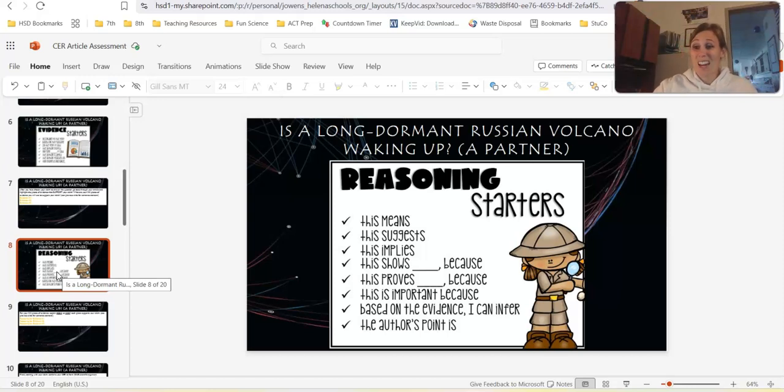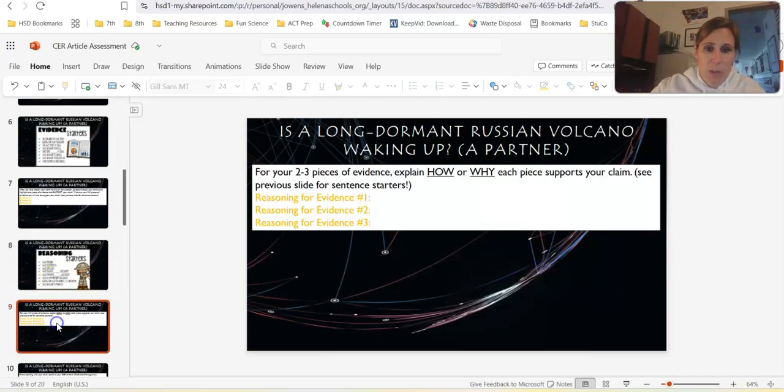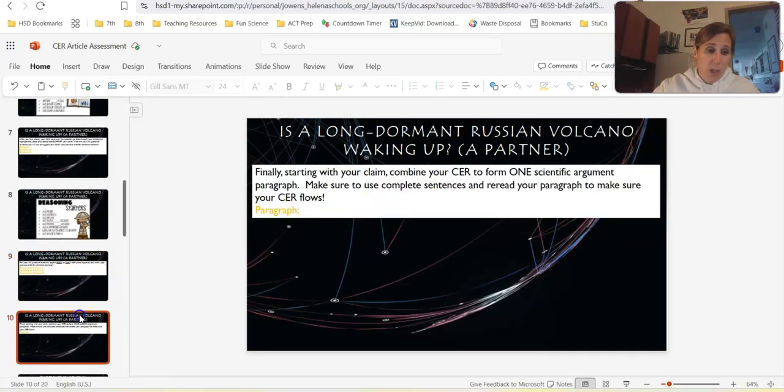So again, this is the how or the why. So you are tying in the how or why of your evidence back to your claim. Okay, so if you had 2 pieces of evidence, you will do 2 pieces of reasoning. If you had 3 pieces of evidence, do 3 pieces of reasoning. Again, these should all be in complete sentences and have good sentence starters for transitions because eventually we are going to put them all together in a paragraph.